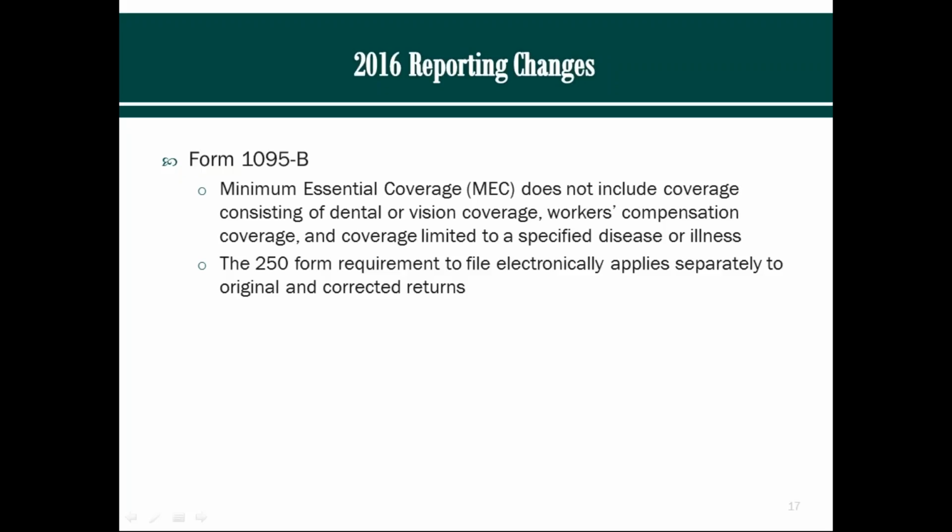And the final reminder they gave us, again, about the 250 form requirement. You have to file electronically if it's 250 forms. However, that requirement applies separately to original returns and corrected returns. An example: you're filing 300 original 1095-Cs, so you have to file electronically. After you did all your electronic filing, you discovered that 50 of them had mistakes that you had to correct. So when you do your corrected 1095-Cs, you would file those by paper, not electronic, because 50 is less than 250.